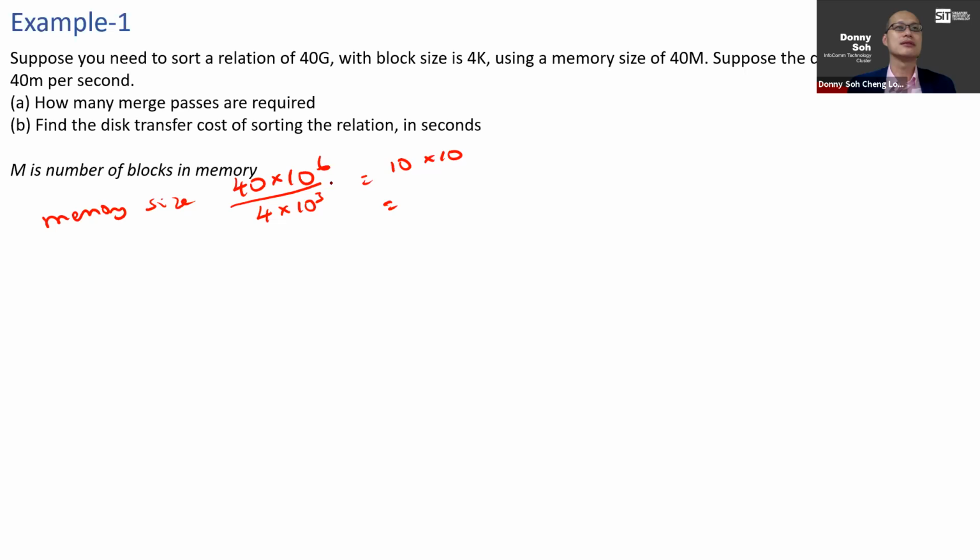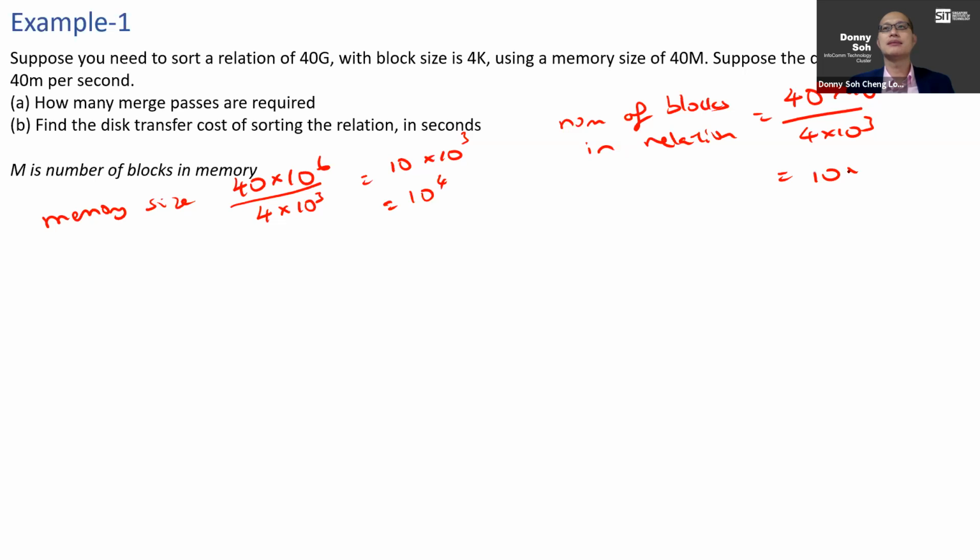This is 10 times 10 to the power of 3, which is 10 to the power of 4. This is the number of blocks in the memory that is available in the memory. So the number of blocks in the relation will be equal to 40 times 10 to the power of 9 divided by 4 times 10 to the power of 3, which is equal to 10 times 10 to the power of 6, equal to 10 to the power of 7.